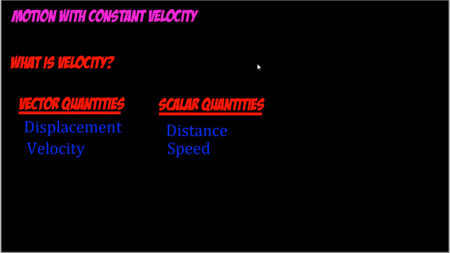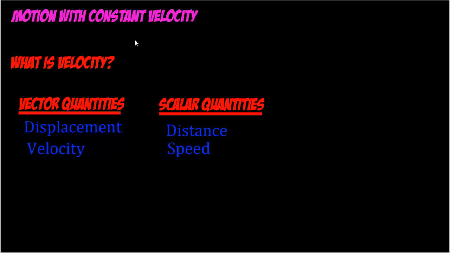TutorTom here, and today we're going to be talking about motion with constant velocity and solving some problems related to that. But before we start those problems, we need to understand the simple question, what is velocity? Well, when thinking about velocity, we usually think about something's speed, like if something's going 80 kilometers per hour.